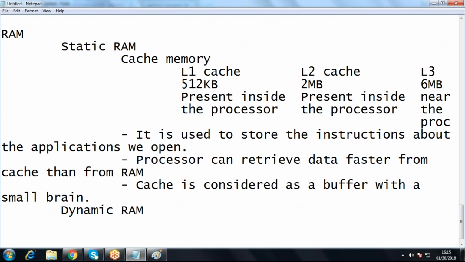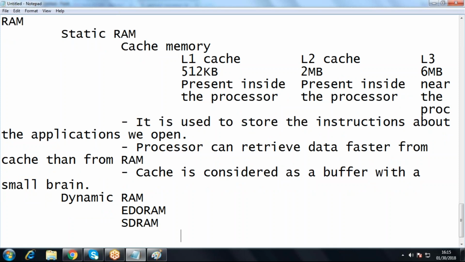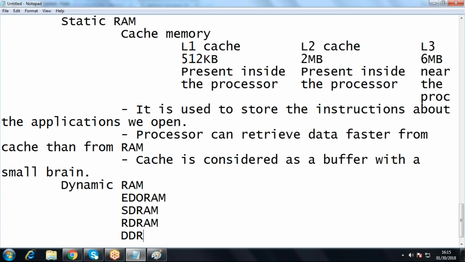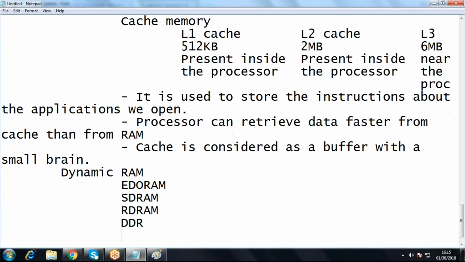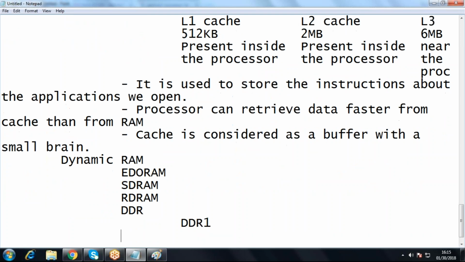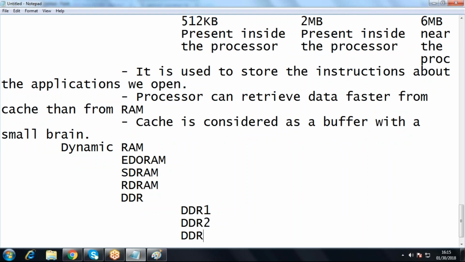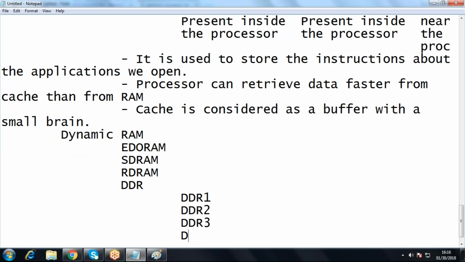In dynamic RAM, you have video RAM, SDRAM, RDRAM, and DDR. Again in DDR, you have DDR1, DDR2, DDR3, and DDR4.